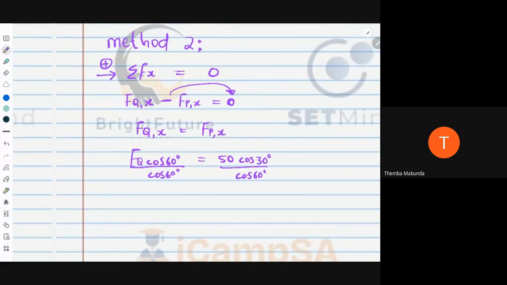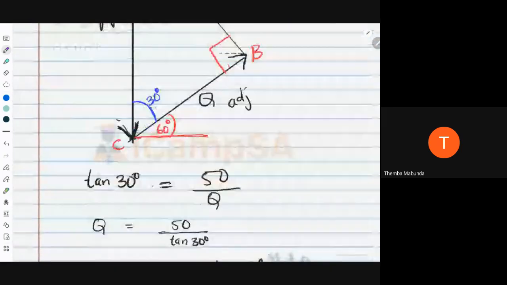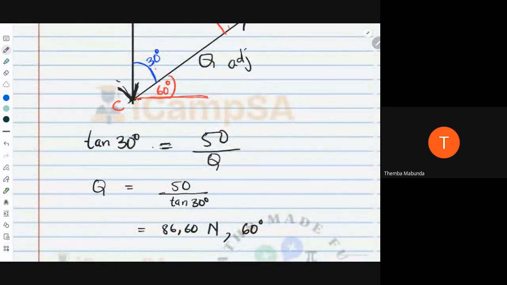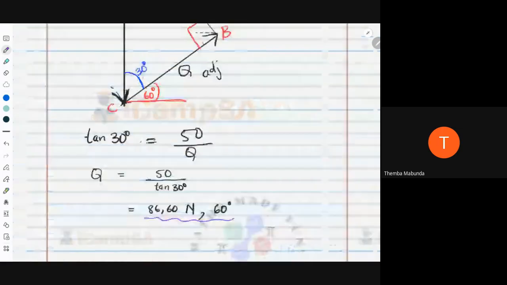So, 50 cos 30 over cos 60. We get 86.60 newtons. That's FQ. Let's see if it's the same. Oh yeah, so check, it's the same thing, ne? We get the same answer. So the principle works, okay?